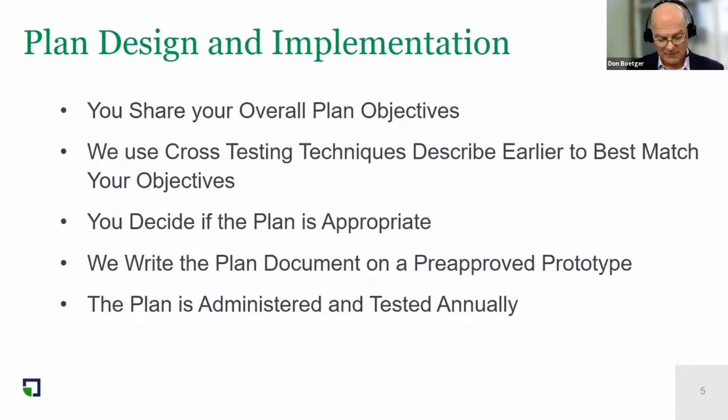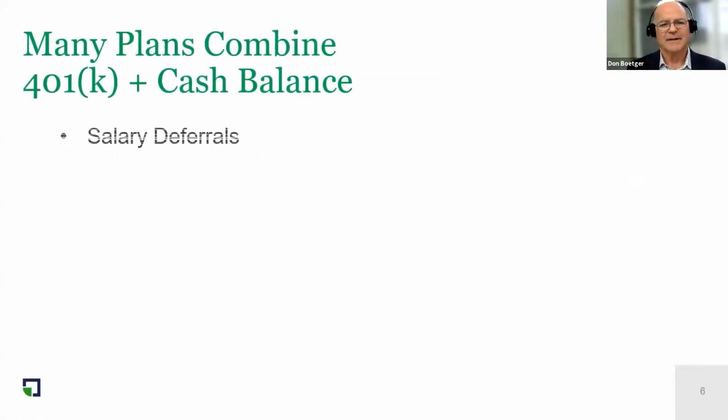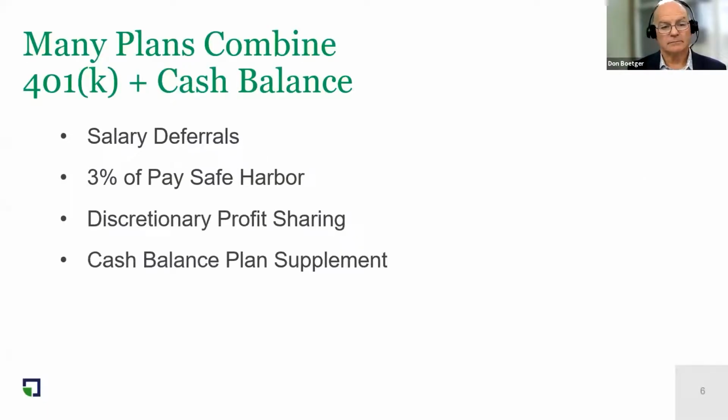So let's talk about that. What happens each year? On the next slide, we just have kind of an illustration of the different items that happen throughout the year. Oh, I'm sorry, I skipped a slide here. I guess most plans are 401k and cash balance combo plans.